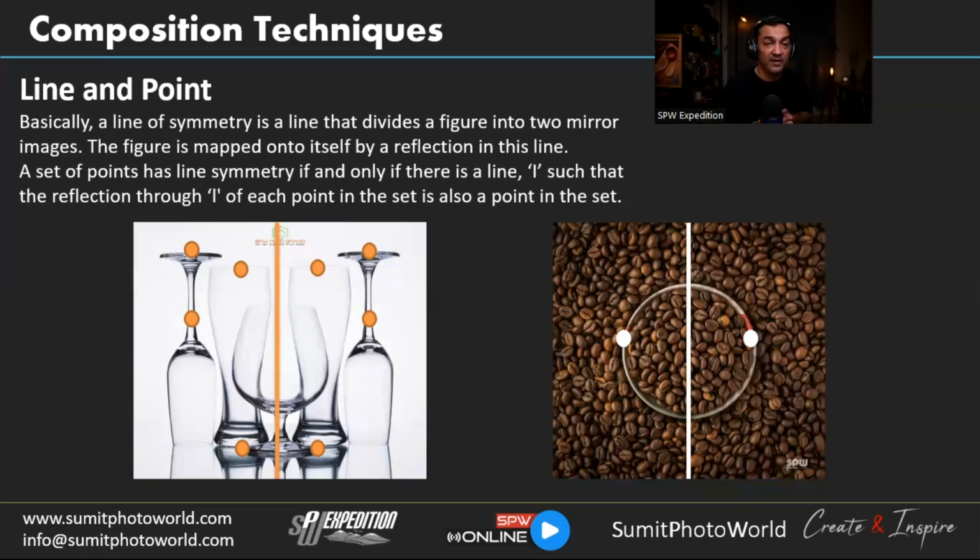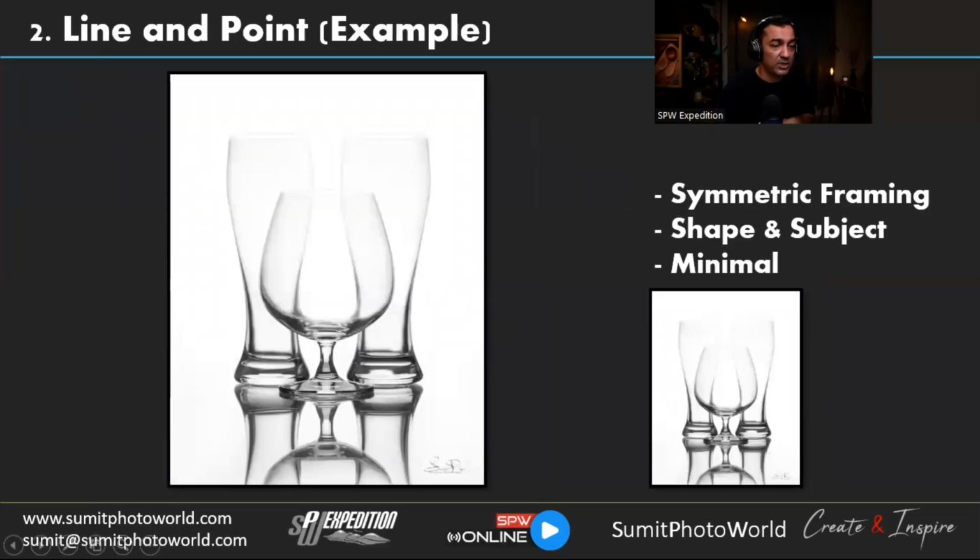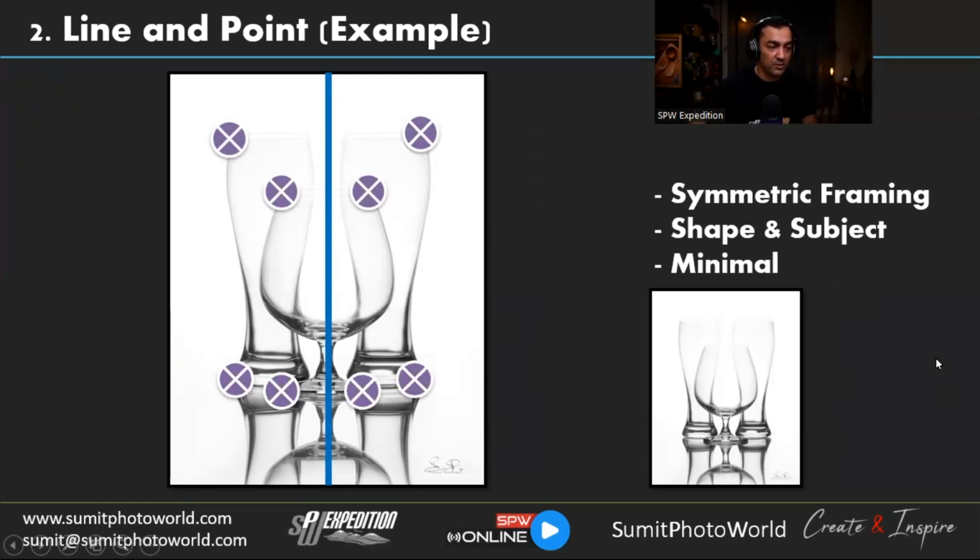Most of the time in reflection photography we apply these composition techniques, line and symmetry. But sometimes you can find the same in a different genre of photography, and even in different subjects. We'll see a lot of examples in the coming slides. Line and point. This is just one example from my glass photography. You can see the symmetrical framing. It's shapes and subject, a very minimal composition. If you draw a line in the middle, we can identify the points. That's how we use this line and point composition technique.